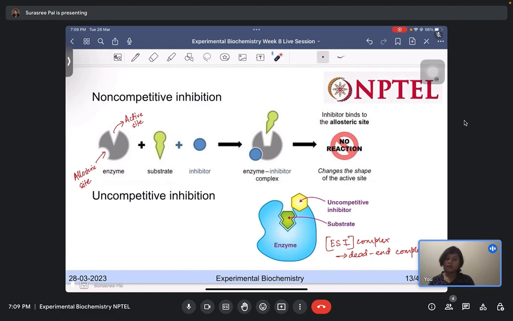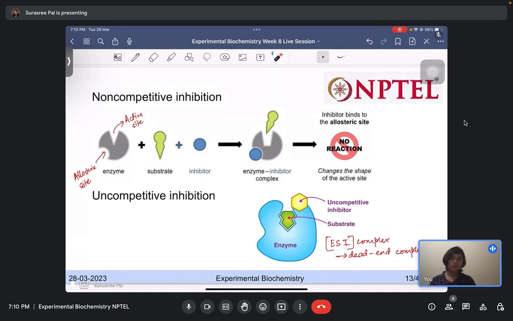Now the substrate can bind to this active site and the inhibitor binds to the allosteric site. So now once the inhibitor binds to the allosteric site, there is a change in conformation of the active site, and therefore the substrate will not be able to bind to the enzyme anymore. So therefore there will be no reaction, or inhibition of the reaction will take place by this non-competitive mode.